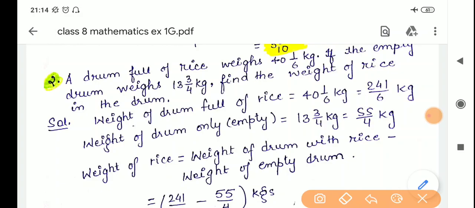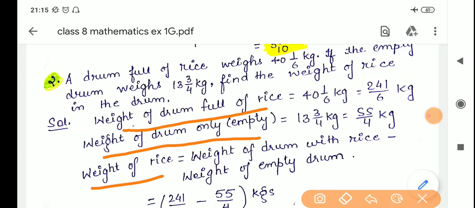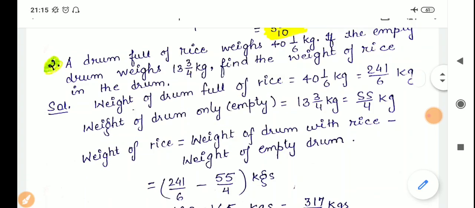Very easy now. First of all we can subtract the empty drum from the full drum, so we can calculate the weight of rice in it. Clear? So first of all, the weight of drum full of rice is 40 complete 1 by 6 kg, which is equal to 241 by 6 kg. Then the weight of the empty drum, 13 complete 3 by 4 kg, is equal to 55 by 4 kg. Then what is the weight of rice? The weight of drum with rice minus the weight of the empty drum. Clear?